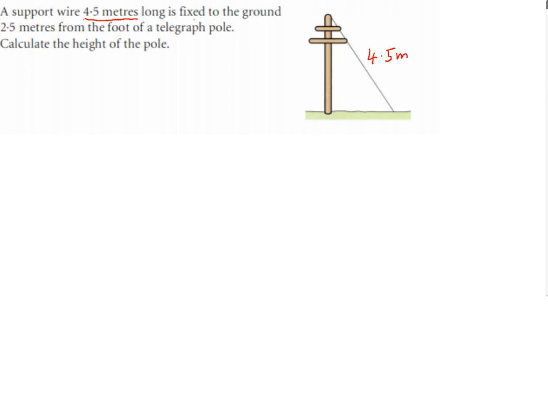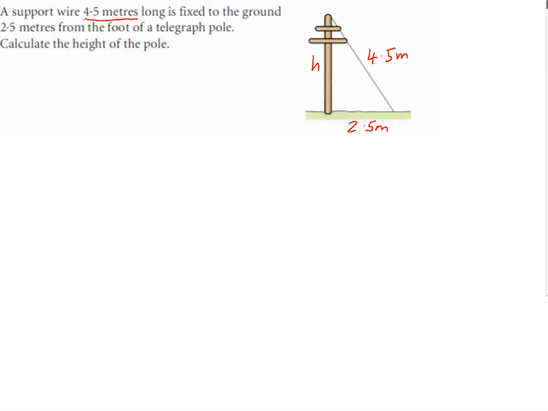And then it says it's fixed to the ground 2.5 metres from the foot of the telegraph pole. So that means that the end of the wire is 2.5 metres away from the bottom. So this bit along the bottom here is 2.5 metres. And it says calculate the height of the pole. So the height of the pole is going to be the length here. We can call that h.